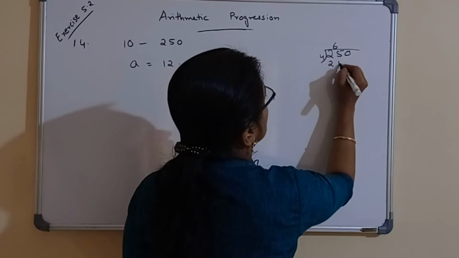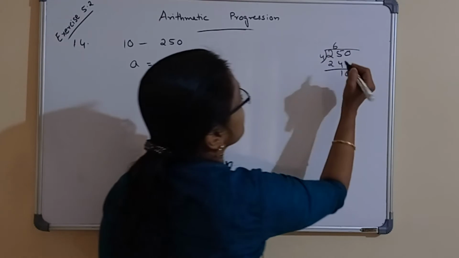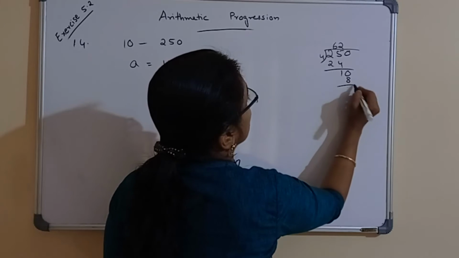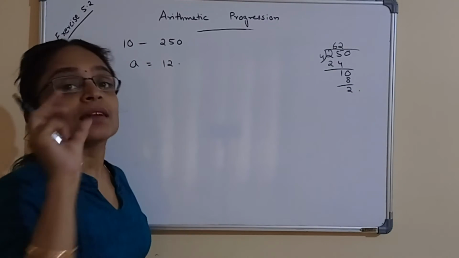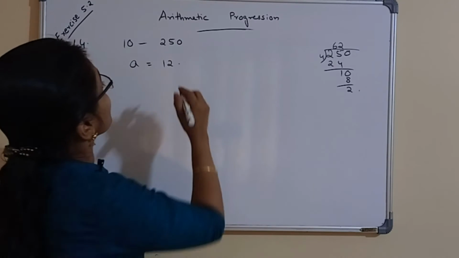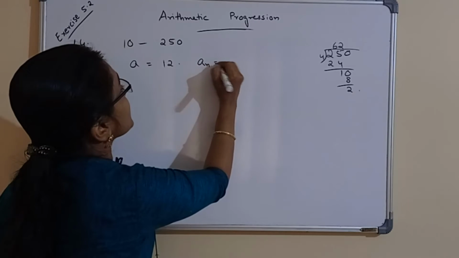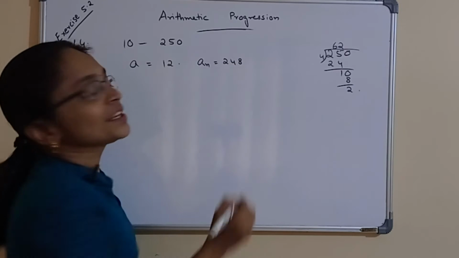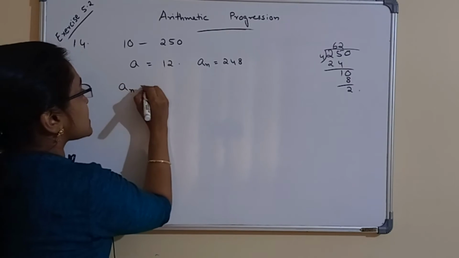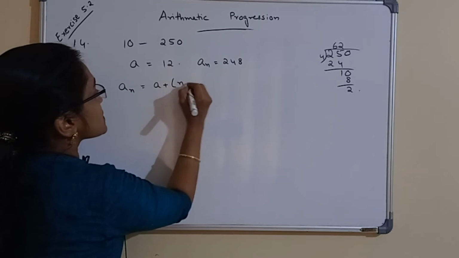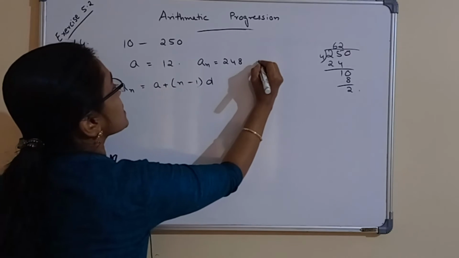6 fours are 24. Then 1, so we will get 2 as remainder. So we have to subtract 2 from this, which means the number is 248. So AN or TN is equal to 248. So we know the formula AN is equal to A plus N minus 1 into D. And what is D here?